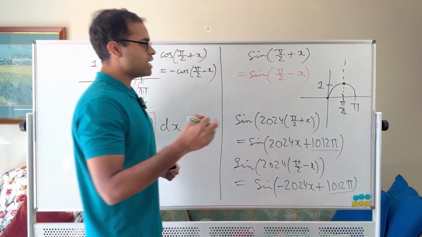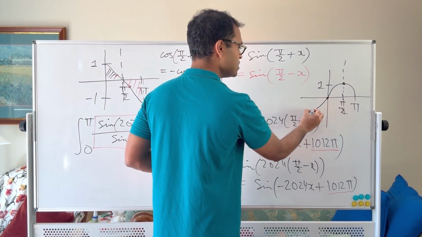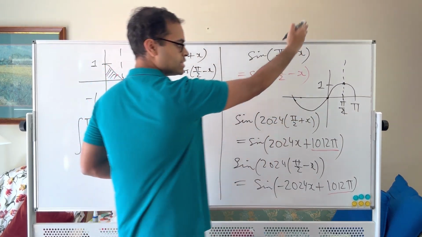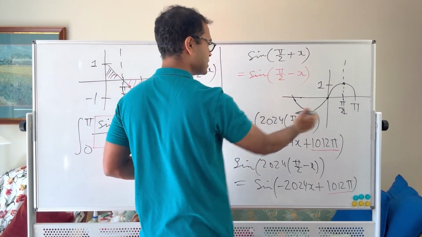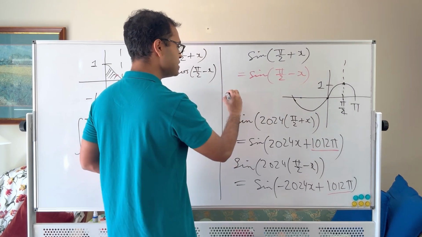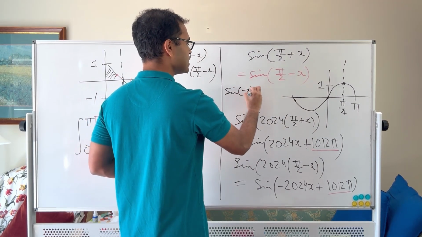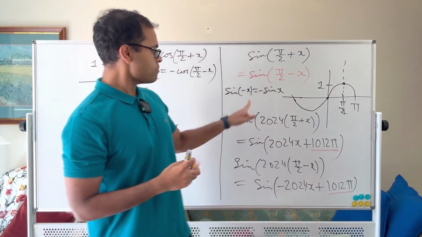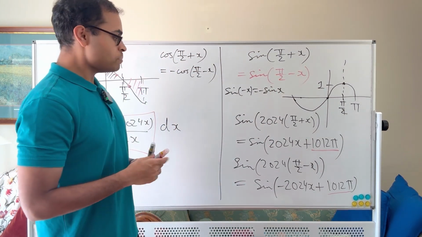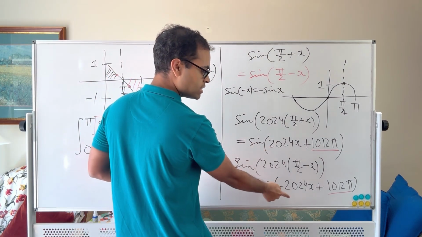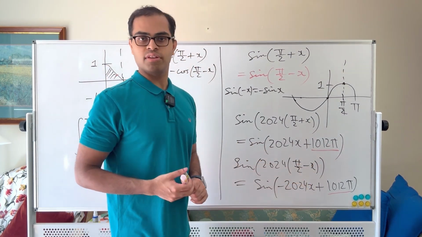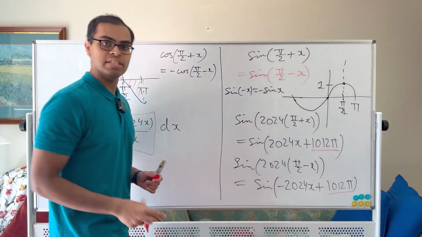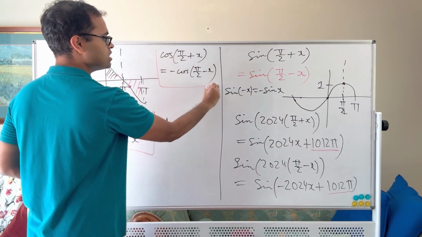And here's the beautiful thing. If you think about the graph of sine, it is what we call an odd function. In other words, if you look at the graph, it has this symmetry around the origin, and the symmetry is basically that sine of minus x is going to equal minus sine x. So in particular, sine of 2024x is minus sine of minus 2024x. So we can say that these two quantities are going to be negatives of each other, just like in the case of cosine.